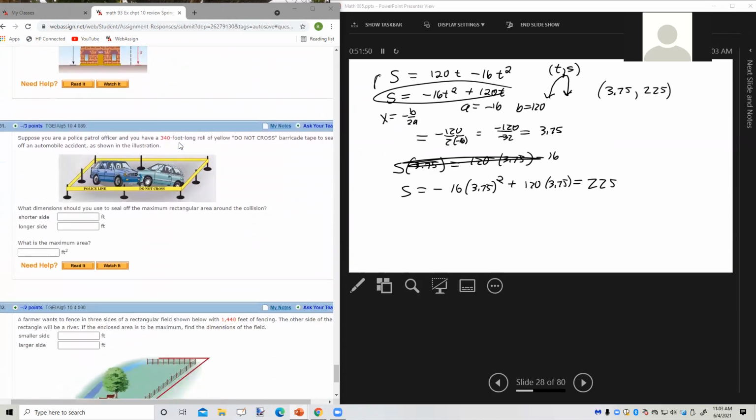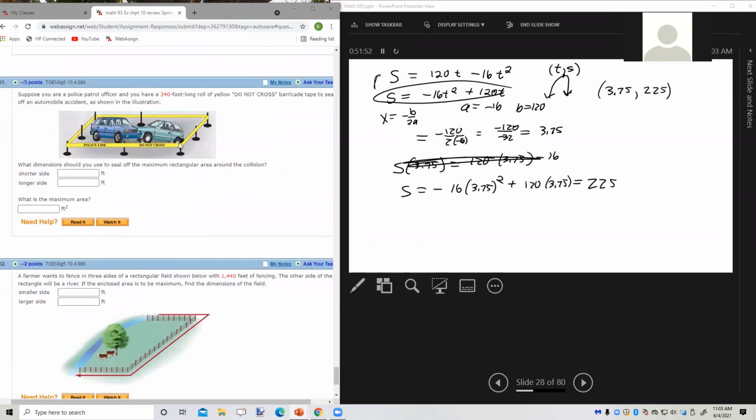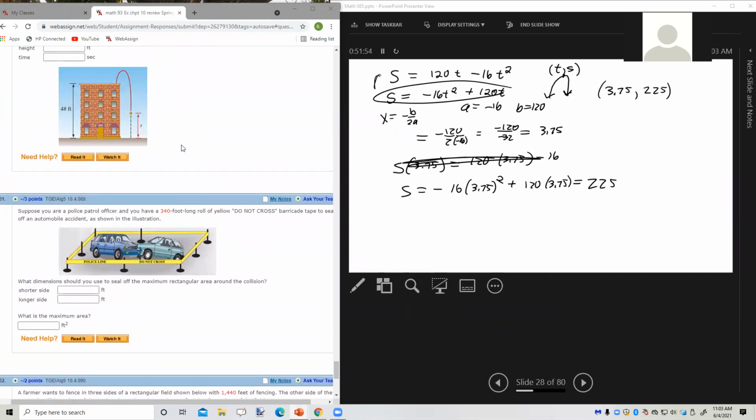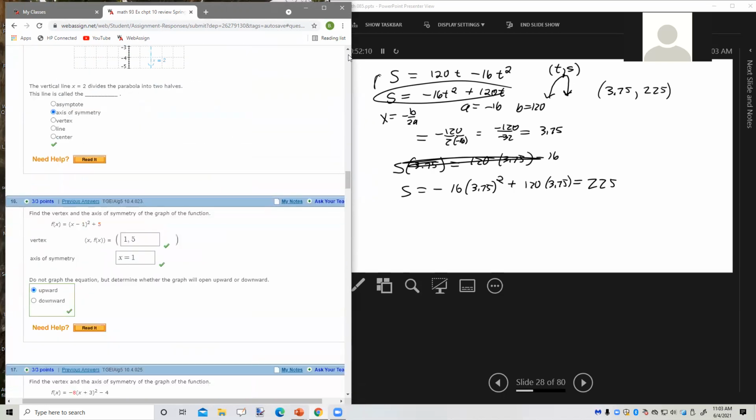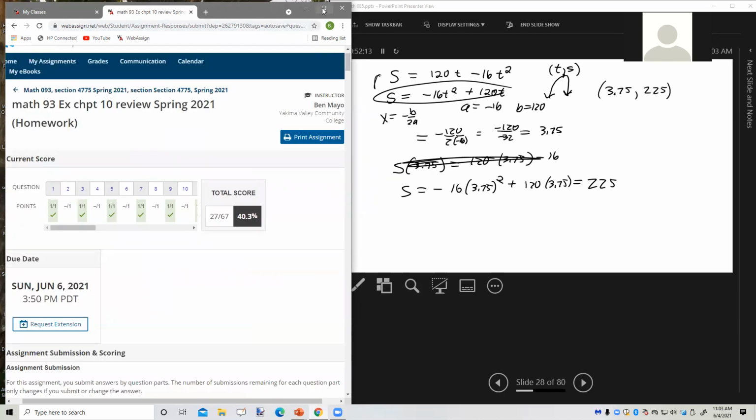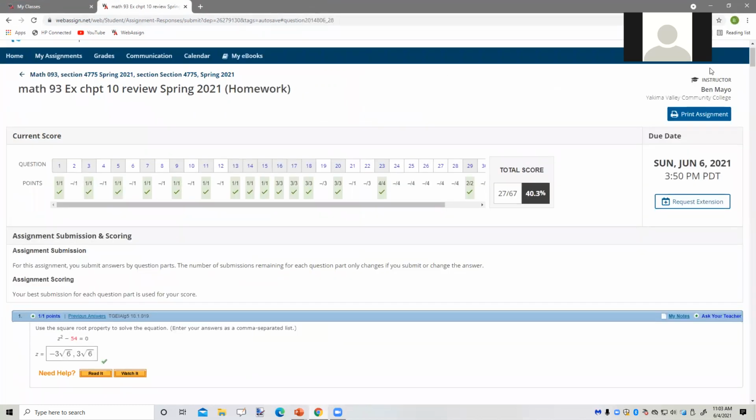So the time at which it reaches the highest point is 3.75 seconds, and that height is 225. Okay. Let's see here. I'm looking at the time, and I want to be able to spend some time on chapter 11. So I think I'm going to go on to chapter 11, and if we have time, we'll come back. But these are all problems very similar to what you had on your test. So you could go back there and check that if you wanted to.